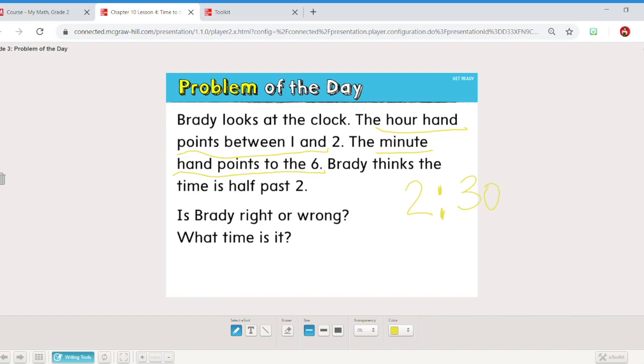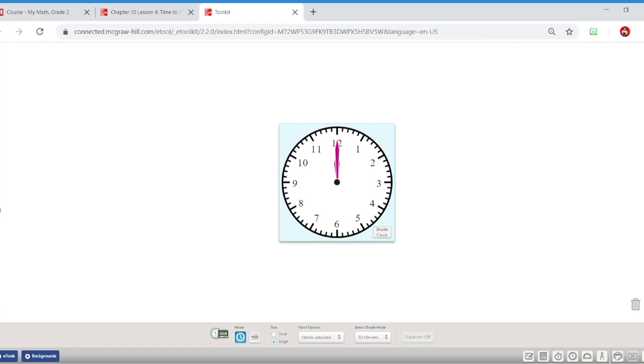So let's put that to the test. I pulled up a little clock here so we could experiment. I'm just going to move that to the 6 because he said the minute hand is on the 6, and it's between the 1 and the 2. Well, I see that Brady made a bit of a mistake because as we learned, when the hour hand is between two numbers, it's on its way to the bigger one, but not quite there yet. So we're going to go with the smaller number, the number right before it.